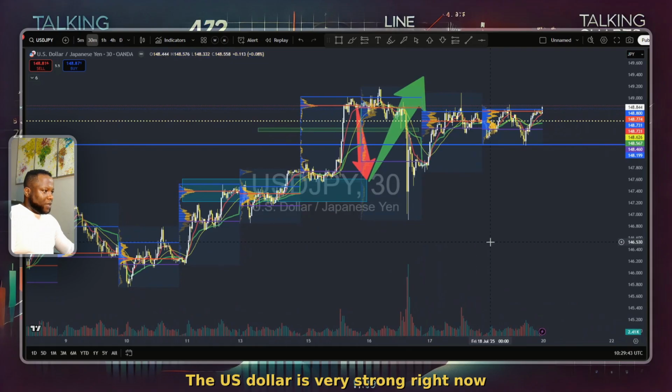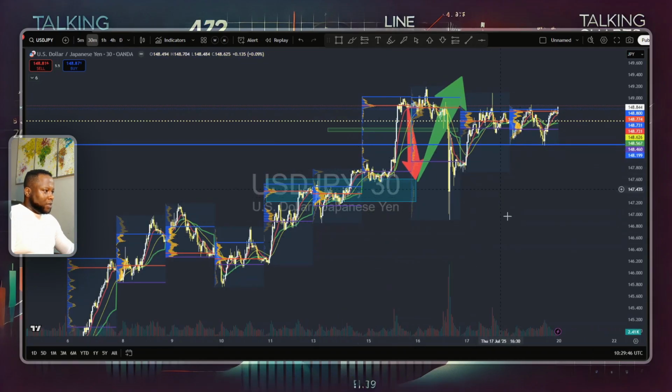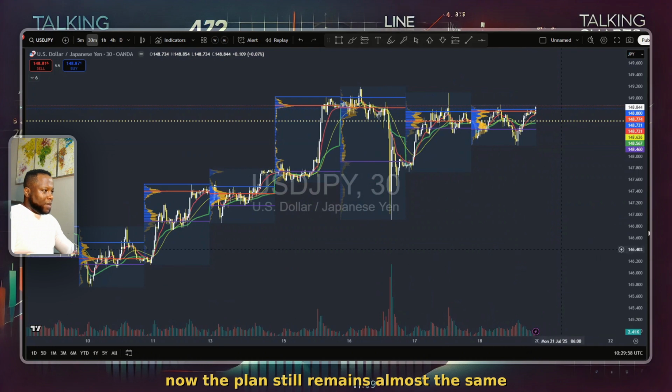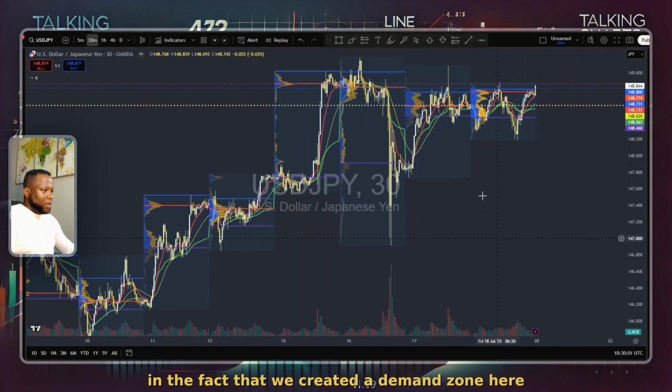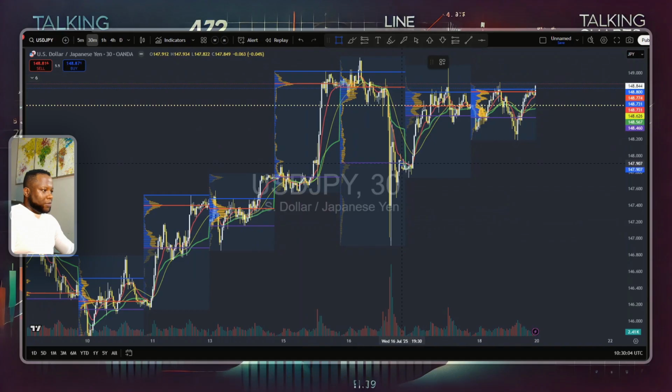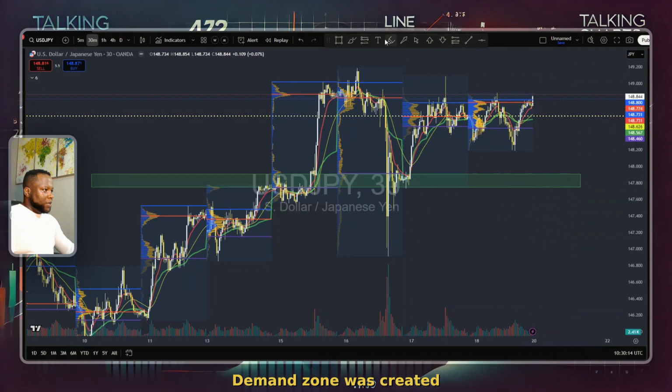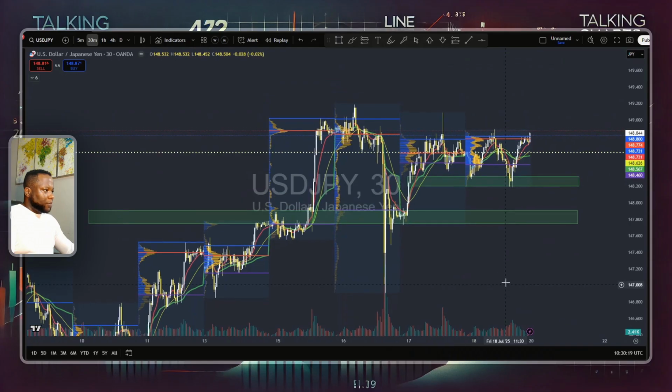Okay, now we're gonna move to the USD.JPY. The US dollar is very strong right now, and we've already done a past week review on this, and price actually mitigated, came down as we projected it, and went back up. So I'm going to clear this out. This was last week, but now the plan still remains almost the same. And the fact that we created a demand zone here on this last move, 147.90. This is an area where if you buy, you might have a move up, right? Demand zone was created.